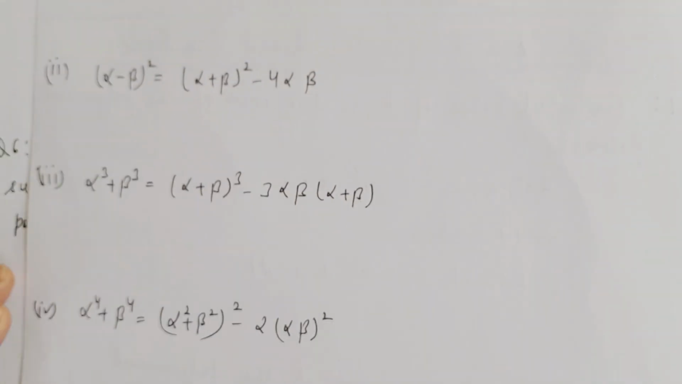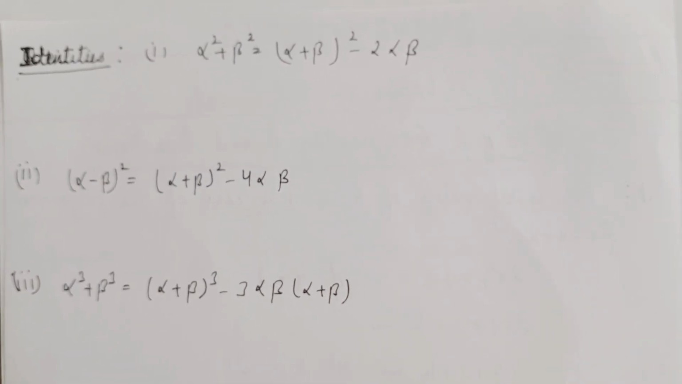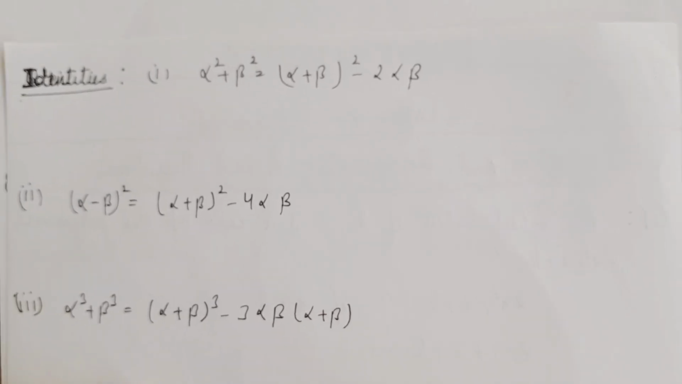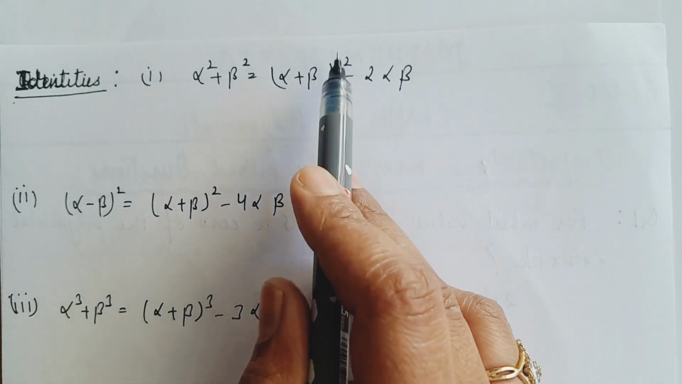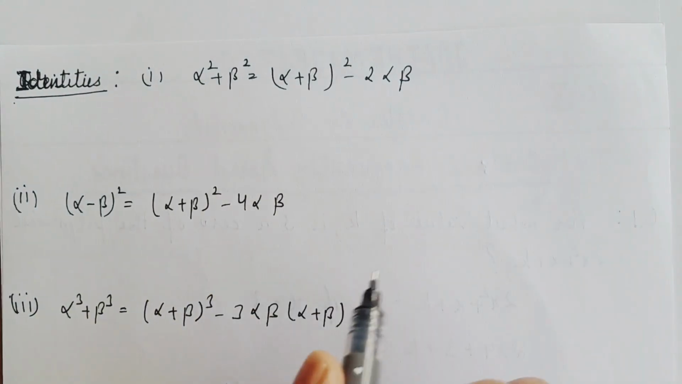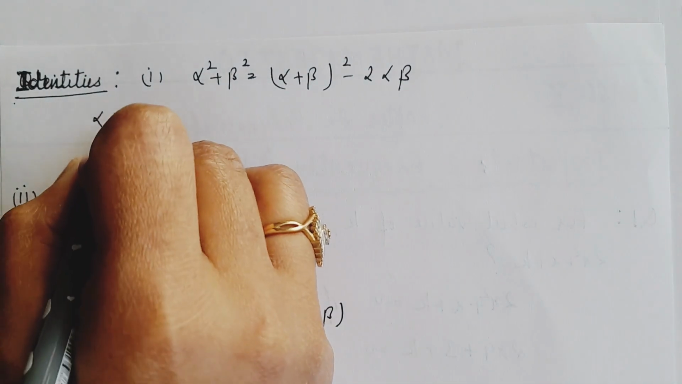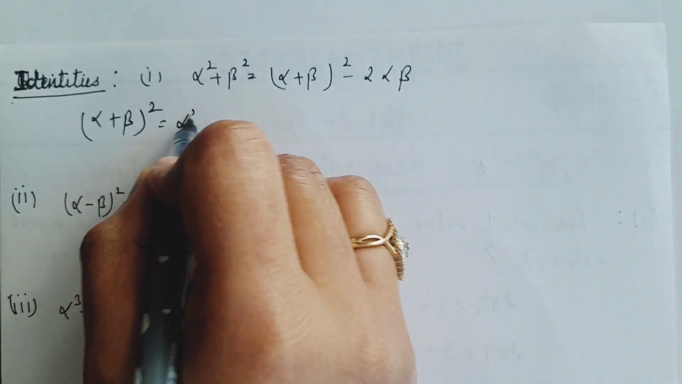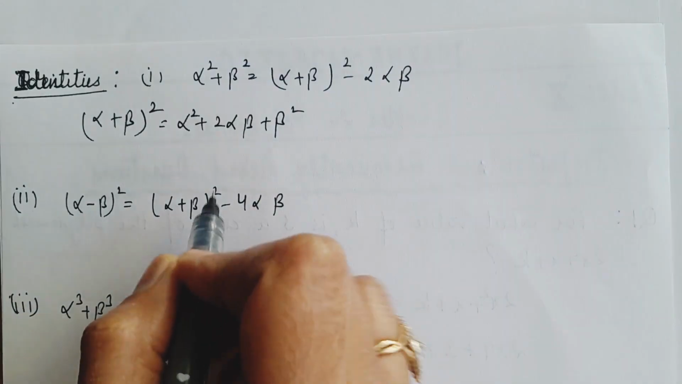Let's see question number 4. Before discussing question number 4, we will discuss some of the identities which we have done in the previous class. First identity is alpha square plus beta square is equal to alpha plus beta whole square minus 2 alpha beta. Now the question is how we got this. Let's simplify this. We have studied this identity, alpha plus beta whole square, that is alpha square plus 2 alpha beta plus beta square. We have done this identity.